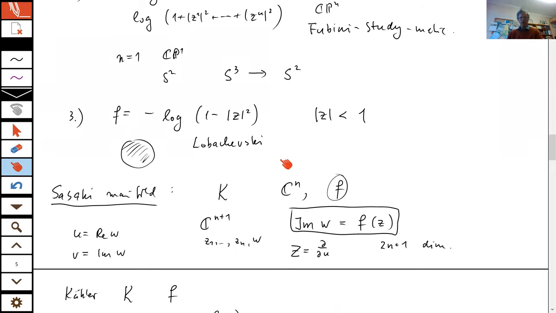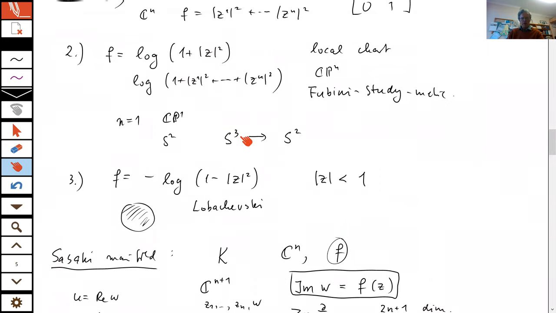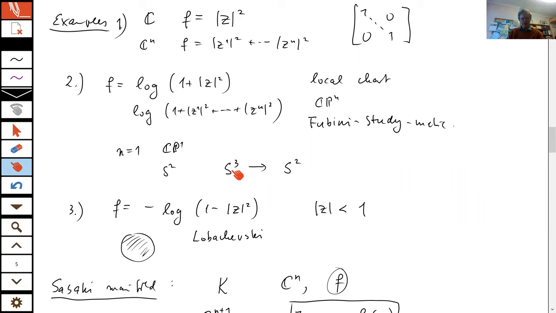If n is greater than one, what's the S in that second example? Are you just taking CPN cross the real line to get your S? Well, in this case, for n equals one, it's clear because you've got the Hopf fibration. So that's CP1. But for n equal to two, for example, how do we get S from CP2? Well, instead of S2, of course, we have CPN. Yes, so if CP2 is the Kähler manifold, how do we get the Sasakian manifold, the one you're calling S originally?